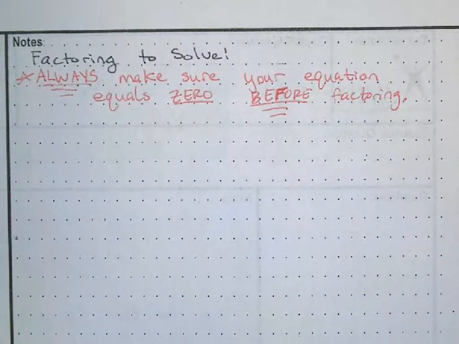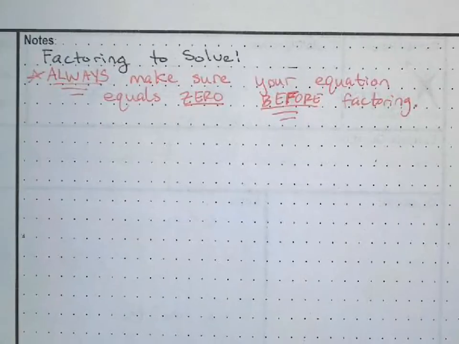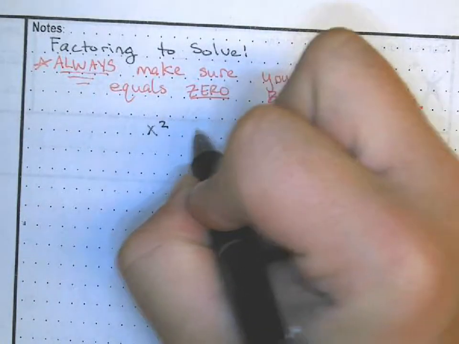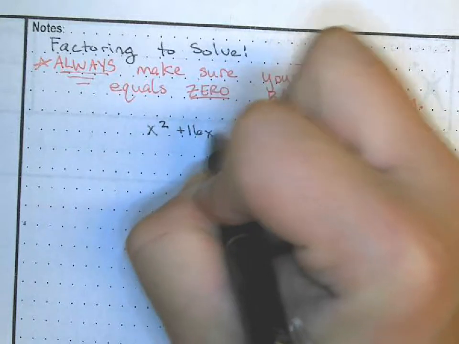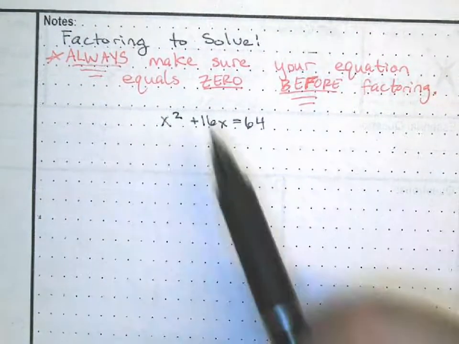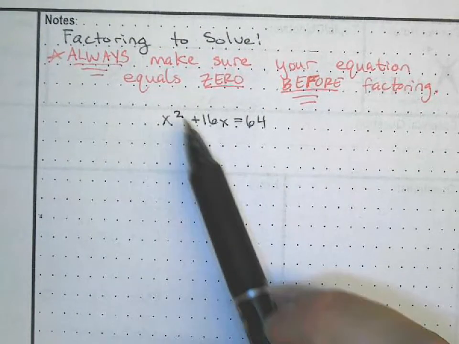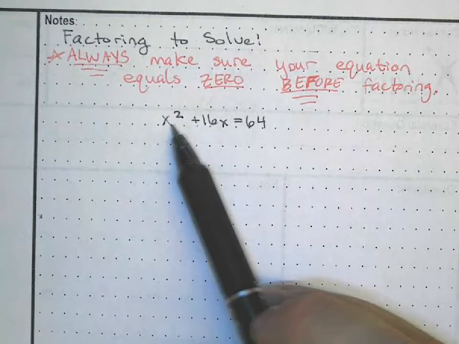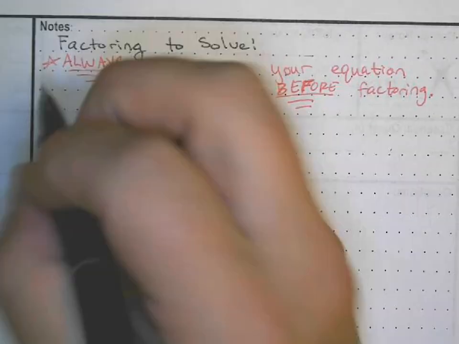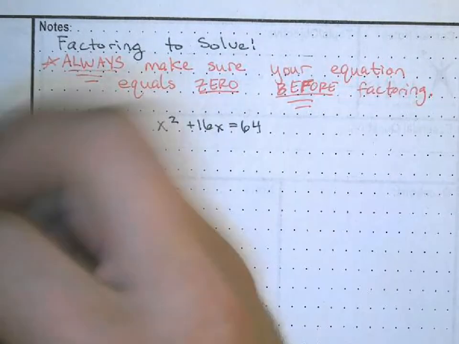Now, the words I will be using is set equal to 0. So I'm going to use that as my first step. So the equation I'm going to be looking at is x squared plus 16x equals 64. So what we're really finding is what x makes this true. I can plug in an x, and then when I simplify, I'll get 64. So our first step is to make sure it equals 0.